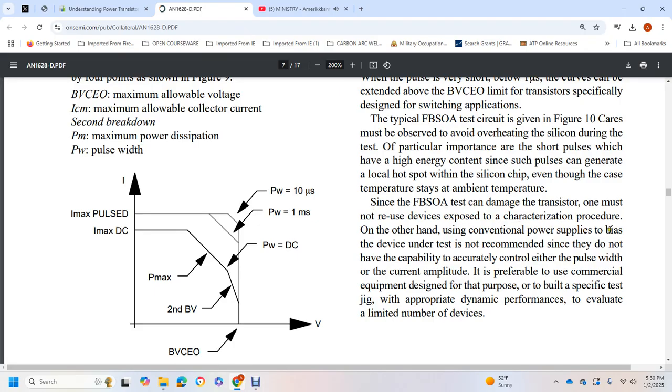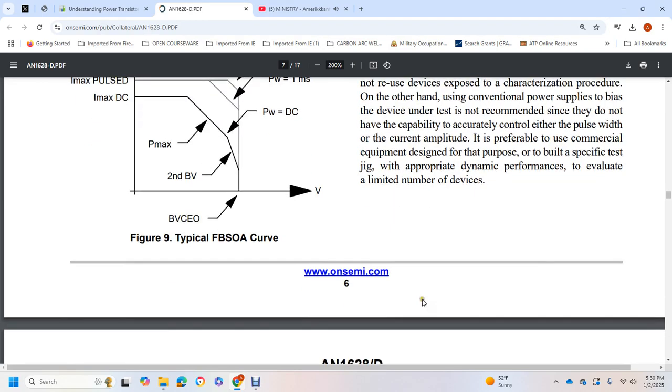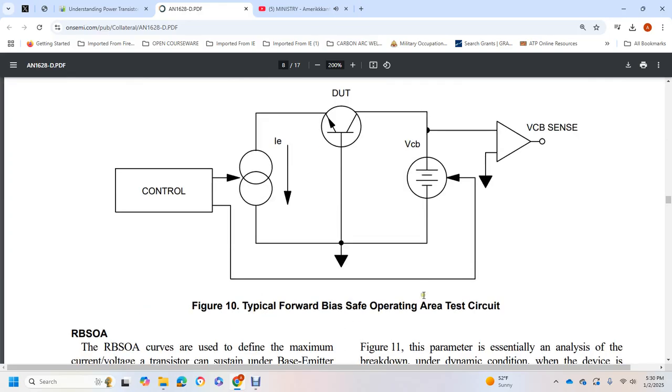On the other hand, using a conventional power supply to bias the device is not recommended, since it does not have the capability of accurately controlling either the pulse width or the current amplitude. It is preferable to use equipment designed for the purpose, built as a specific test jig with approximate dynamic performance, which evaluates a limited number of devices. Figure 10 shows the typical forward bias safe operating area testing circuit, showing the control of the current into a transistor.